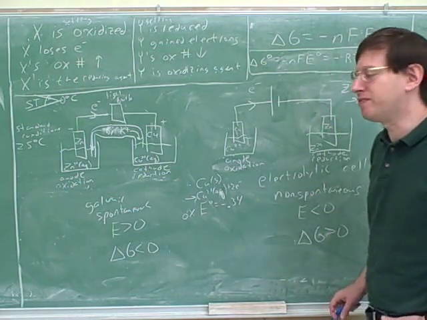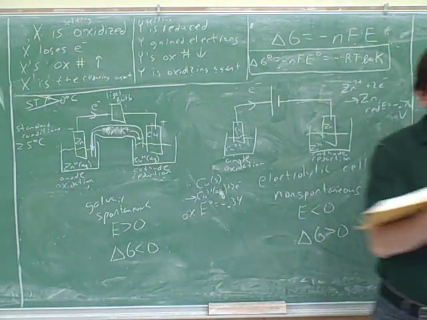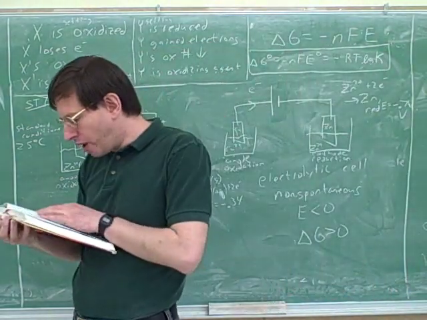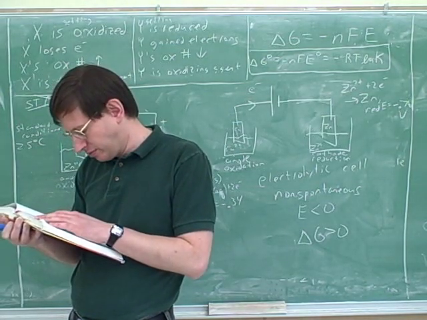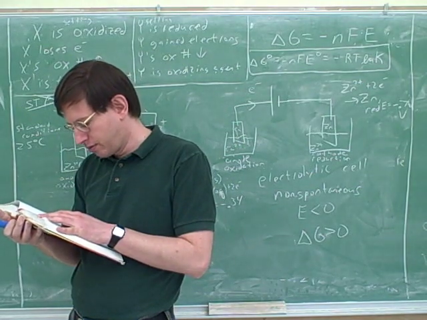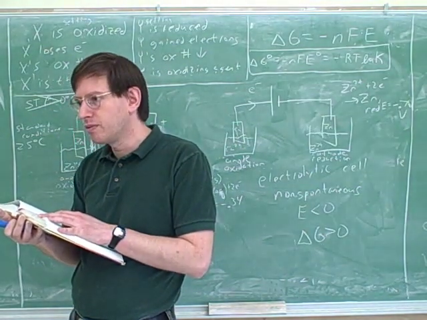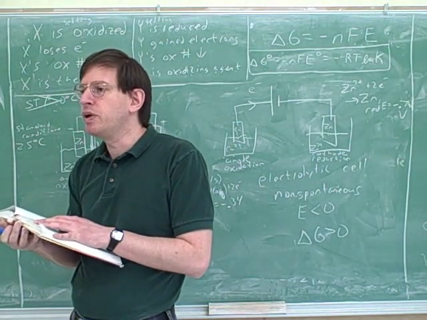All right, now how would we have known, if this was a problem, who to put where? Well, we would go to the table and ask, who wants to be reduced more? Who wants to be reduced more, copper or zinc? Copper. The copper wants to be reduced because it has the positive reduction potential, but we need to put things where they don't want to be in an electrolytic cell.